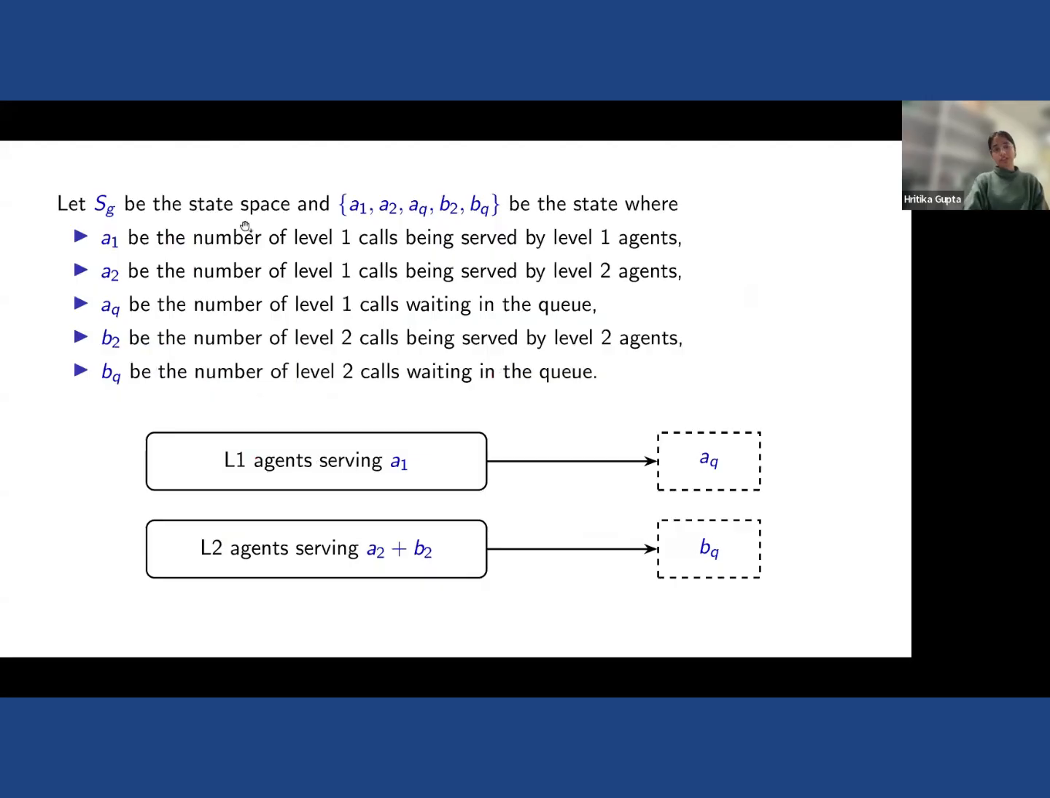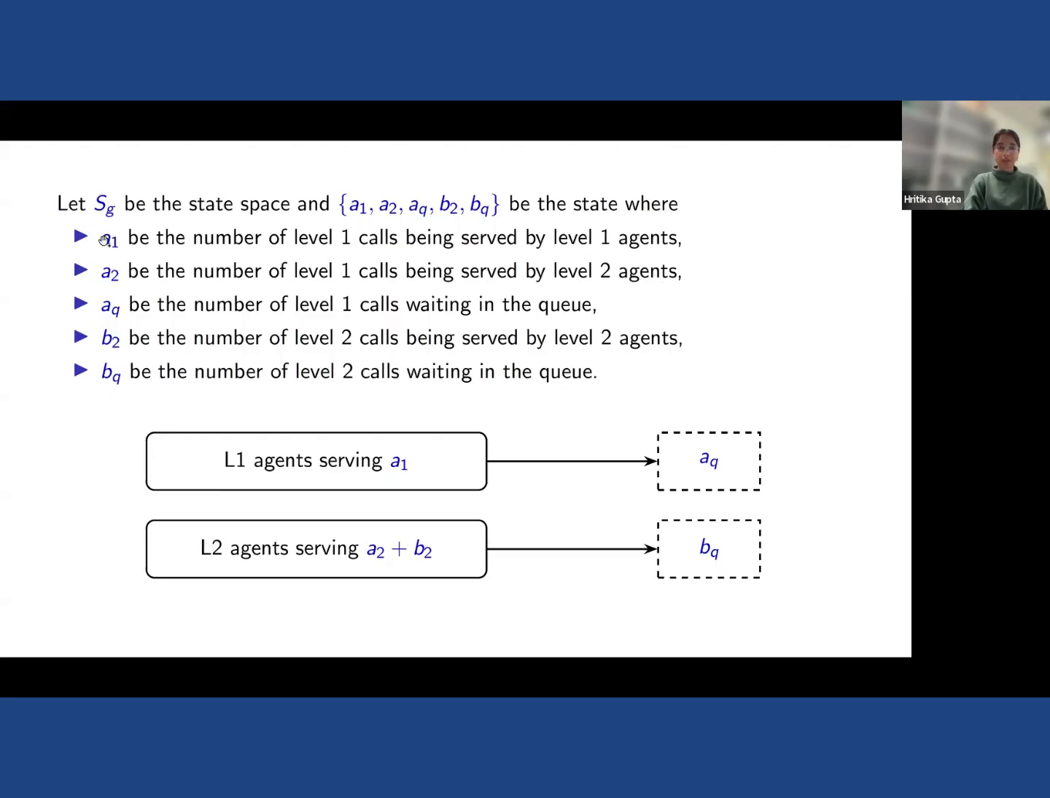Now let's talk about the state space and the state of the Markov chain. Let S be the state space, and this vector represents the state of the Markov chain. We have 5 state variables, where A1 is the number of level 1 calls being served by level 1 agents, A2 is the number of level 1 calls being served by level 2 agents, AQ is the number of level 1 calls waiting in the queue, B2 is the number of level 2 calls being served by level 2 agents, and BQ is the number of level 2 calls waiting in the queue.